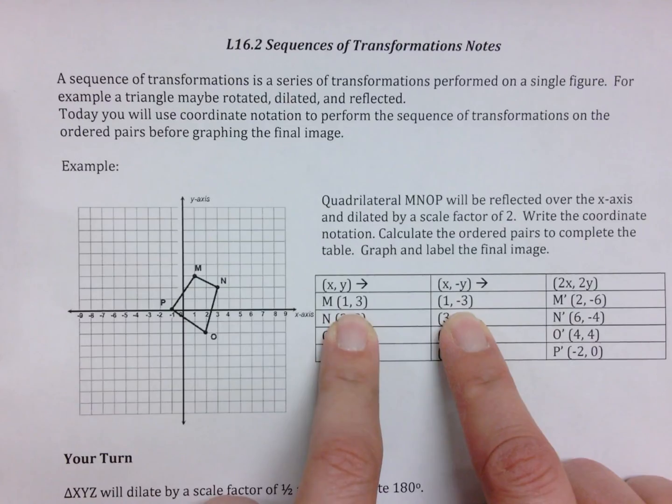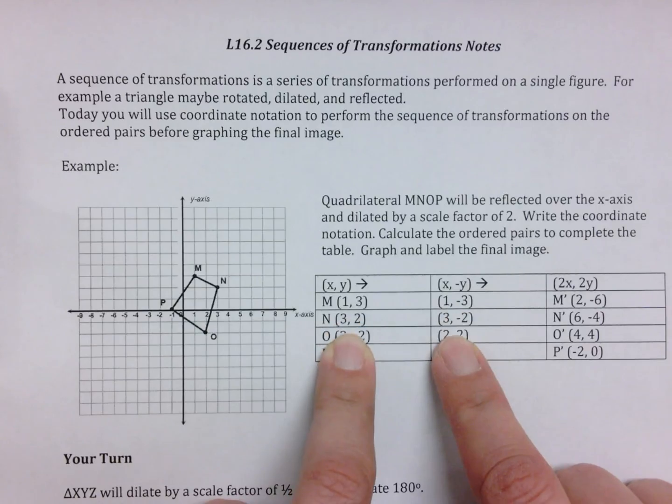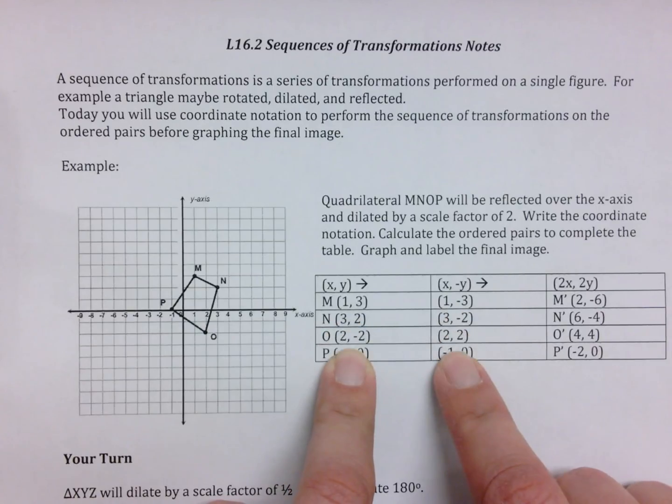So point M was (1, 3). The reflection would be (1, -3). N was (3, 2). It will become (3, -2). O was (2, -2). It will become (2, 2).